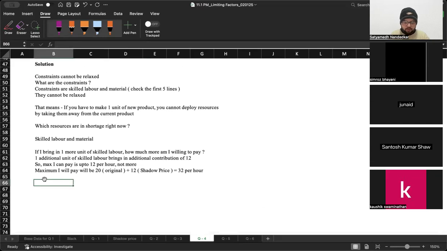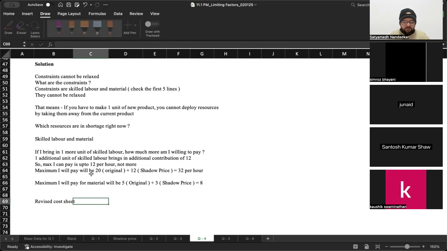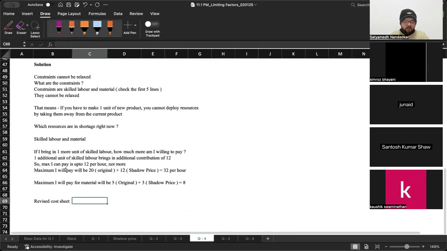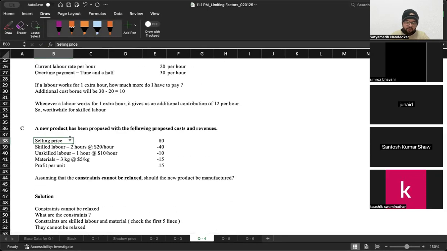So maximum I will pay for material will be 5 original plus 3 shadow price, that is 8. Maximum I'm willing to pay is 8 for material. So what is my revised cost sheet? Let's prepare our revised cost sheet. Okay, where do I get it from? यहाँ से number उठाओ.